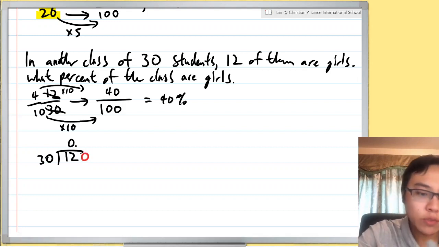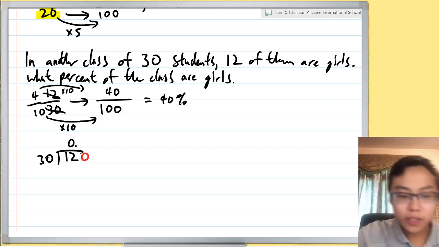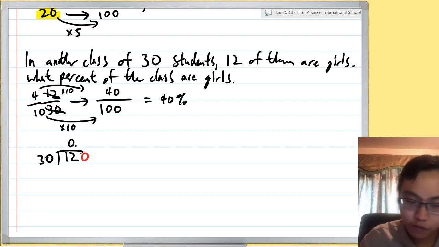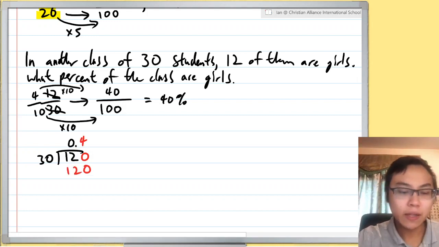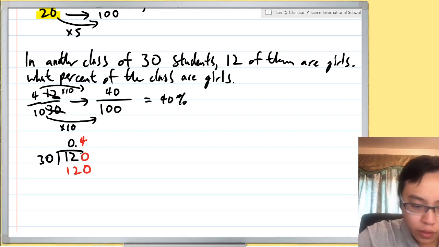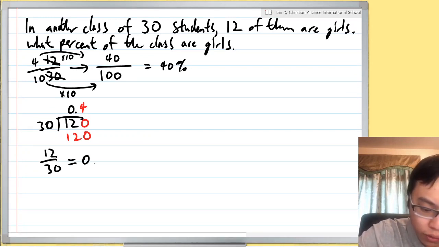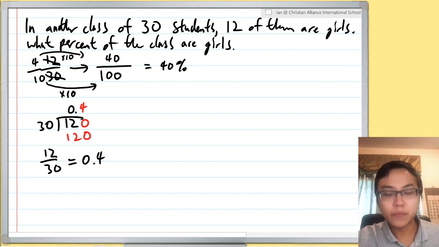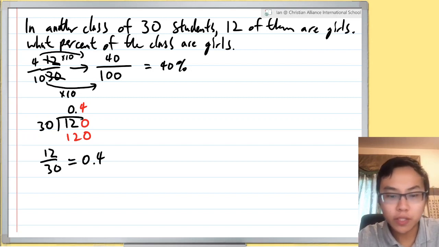And then 30 times what will be 120, and it just so happens it's a nice number. This time we can just do 0.4, and that will land us 120, which means that the decimal is now 0.4. So for 12 over 30, we can write that 12 over 30 is equal to 0.4. Now this is a decimal. A decimal is out of 1. It's less than 1.